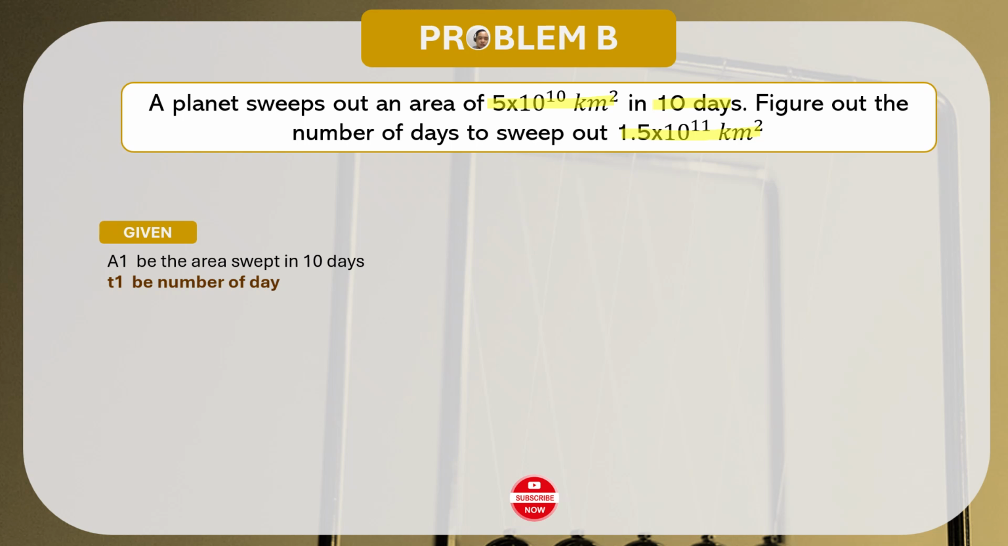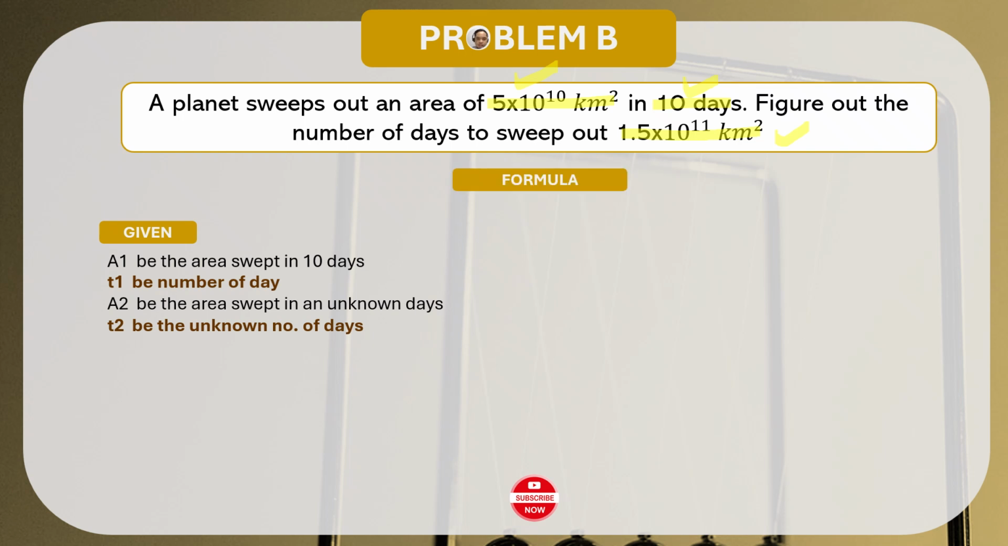Given, we have area 1, the area swept in 10 days, so this will be the area 1. And then the period is in days, not in seconds, it's 10 days. We have the area 2 here, 1.5 times 10 raised to 11 kilometers squared. And then we need to find the number of days.